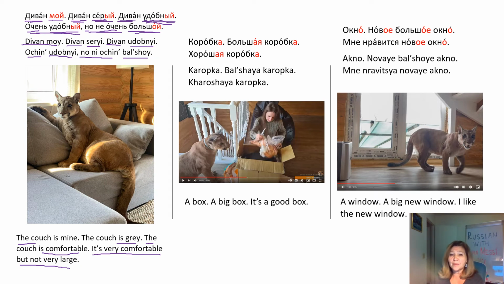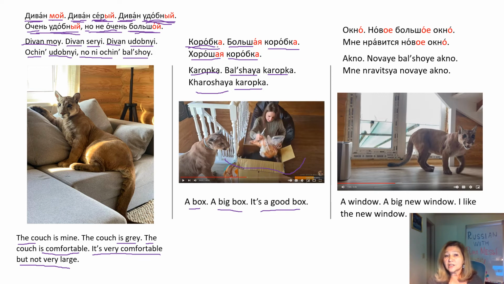Let's move to gender feminine. And this is the wonderful word that we already had in our rubric words of the day, коробка. Коробка, это коробка. Большая коробка, хорошая коробка. A box. A big box. It's a good box. And here we have all the traits of our gender feminine.